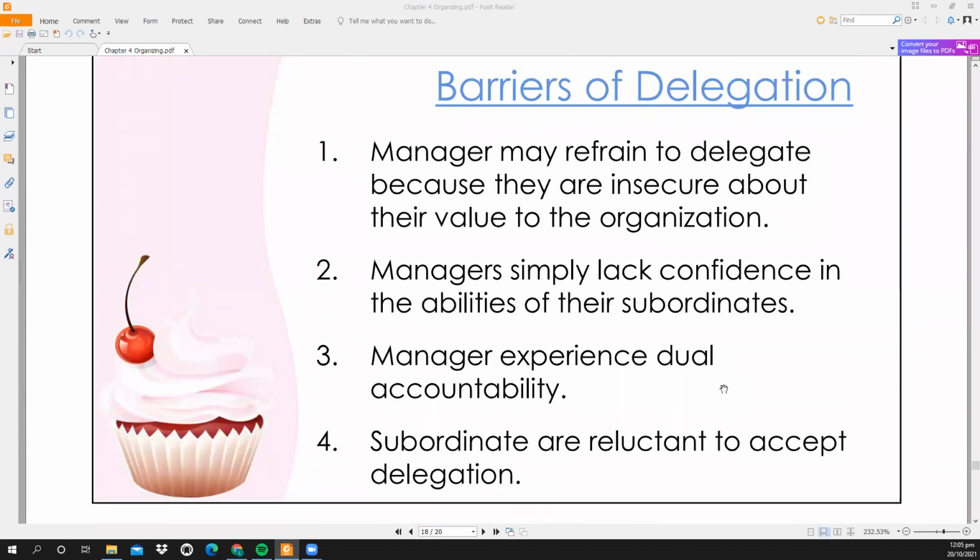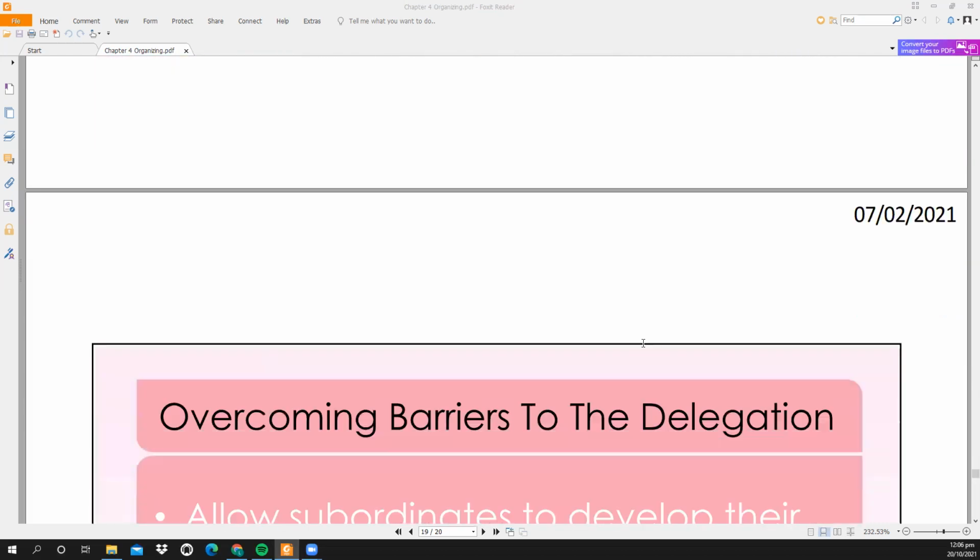Okay, so what are the barriers to delegation? Managers may refrain from delegating because they are insecure about their value to the organization. Managers simply lack confidence in the abilities of their subordinates. And then managers experience dual accountability. Subordinates are reluctant to accept delegation.